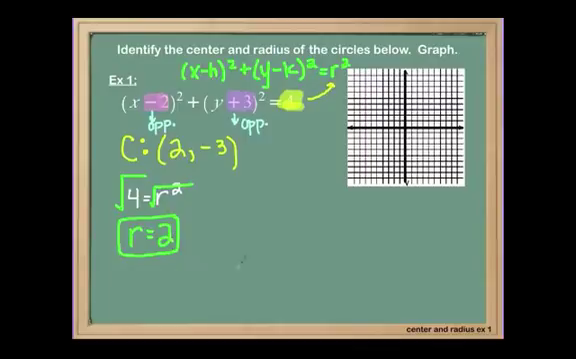Now from here, we want to make sure that we go ahead and graph. We always start by graphing the center. Make sure you take your time. Our x value is a positive 2. My y value is a negative 3. So we want to start by plotting that center point. From there, we want to take a look at our radius. The radius is going to tell us the distance that we want to move.